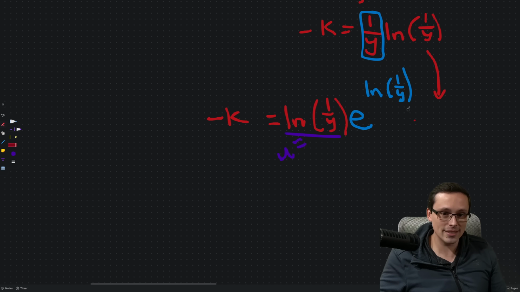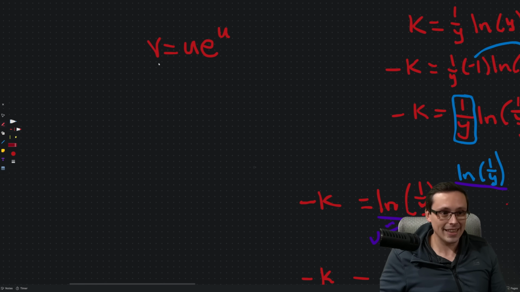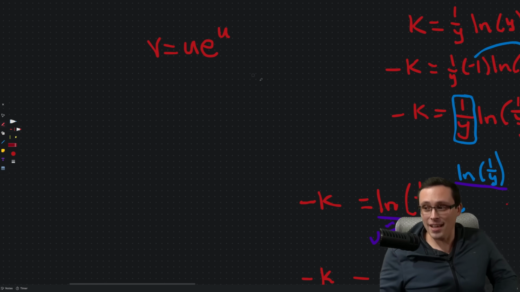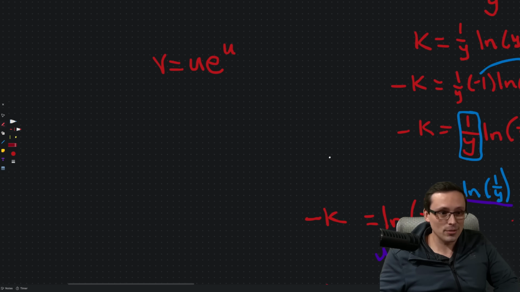So I'm going to say that u is this, but that means it's also this, which means that I can write this entire thing as negative k, that's just the left-hand side, equals, this is just a u, so this is u times e, and this is also just u, e to the u. So I now have something that is in this format, and that means I can actually deal with it.